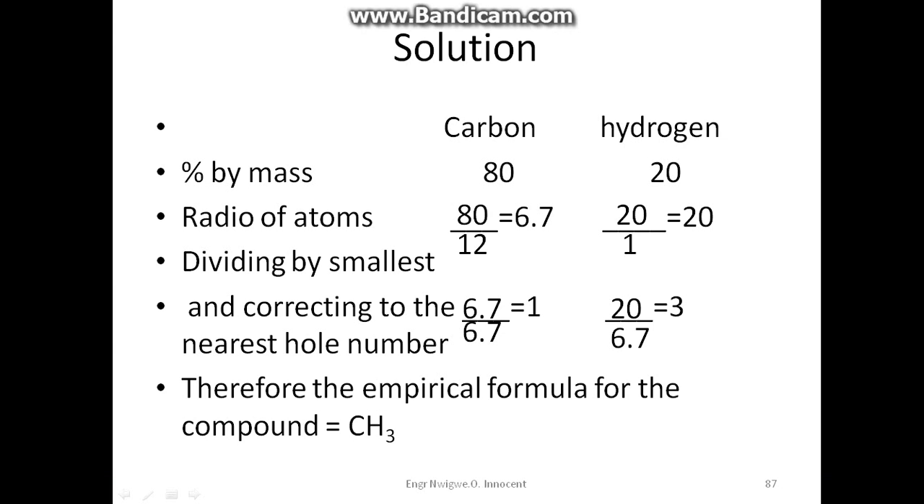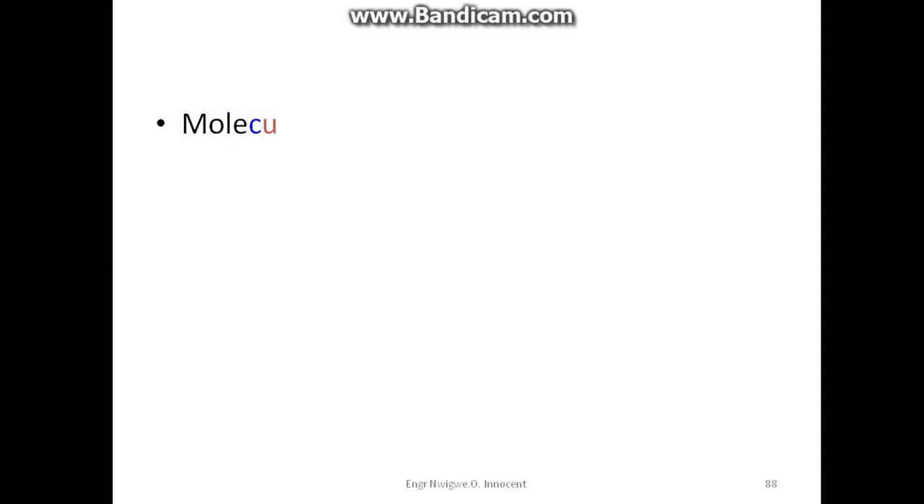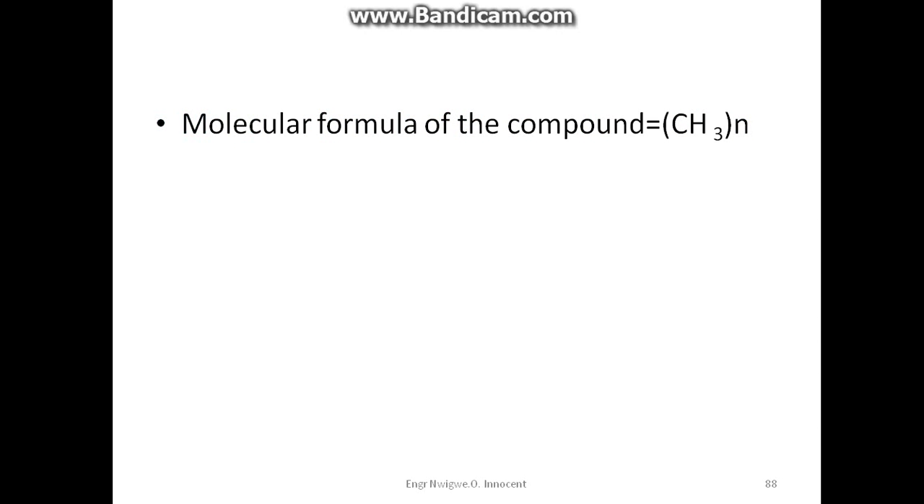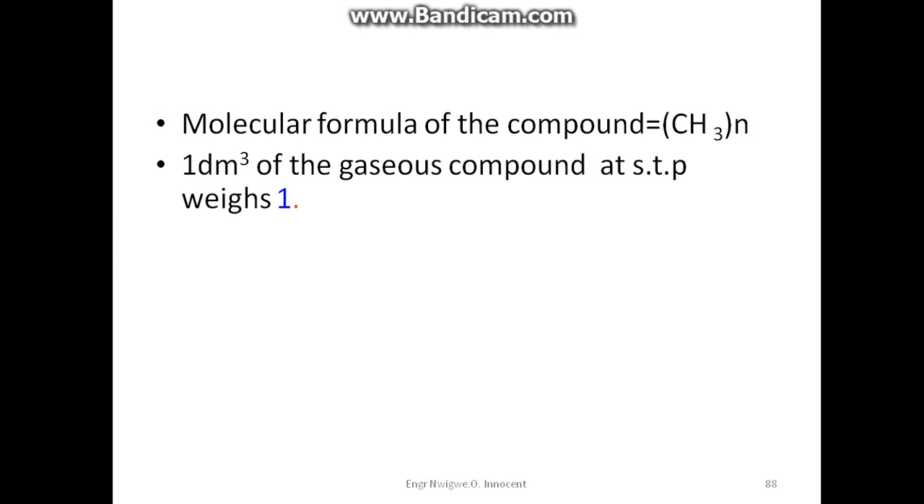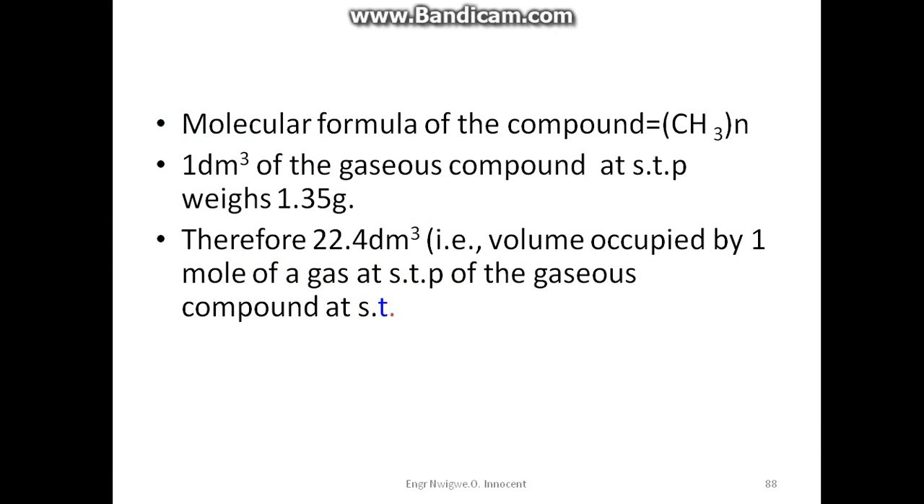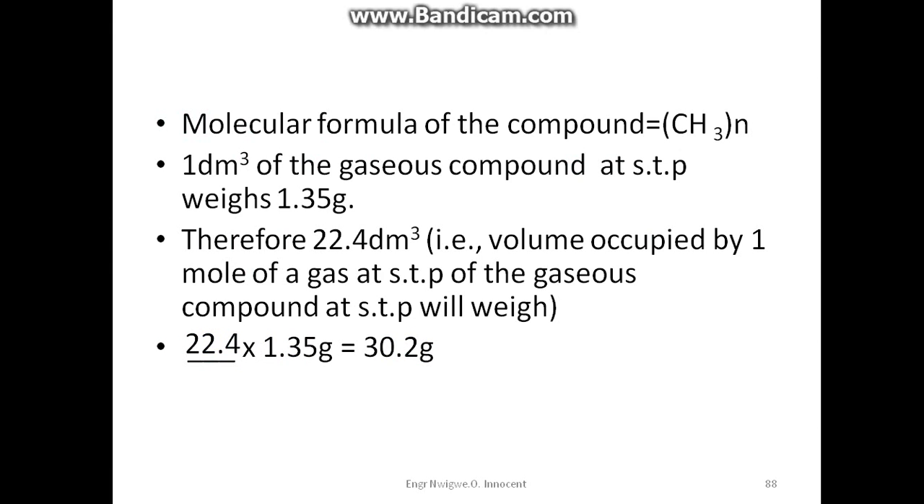Compound, it will give us CH3 all times by N. 1 dm cube of the gaseous compound at STP weighs 1.35 gram. Therefore, 22.4 dm cube, that is the volume occupied by 1 mole of a compound at STP, will weigh 22.4 over 1 times 1.35 gram, which will give us 30.2 gram.